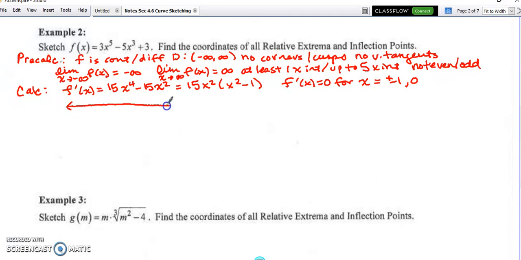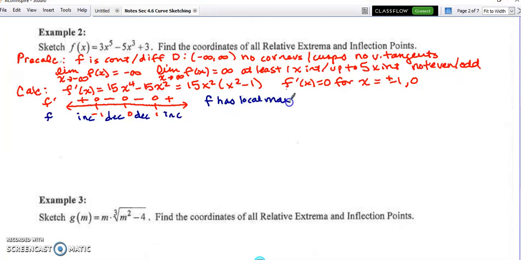We can create our sign chart, putting our critical values on, negative 1, 0, and 1, f prime, so 0, 0, 0. F prime is an even degree with a positive lead coefficient, so it's positive on the ends. Plus and minus 1 are single multiplicity, but x squared is going to be double multiplicity, so it should switch here, stay the same, switch there. So what that tells me about my function f is increasing, decreasing, decreasing, increasing. And I also know that f has a local max at x equal to negative 1 because f prime switched plus to minus.